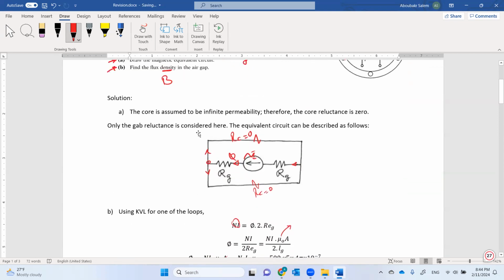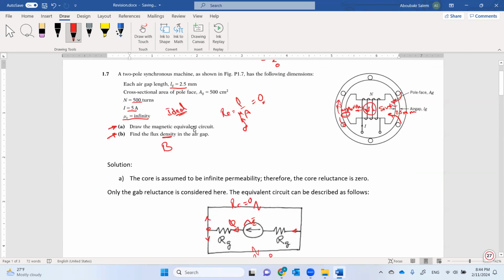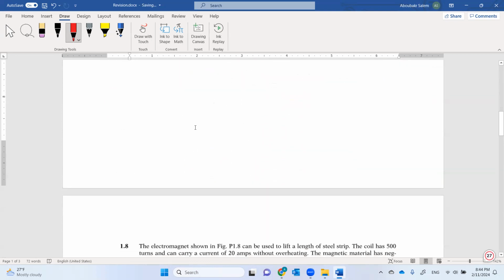Okay, so this is the first problem here. Let's solve another problem from the textbook.